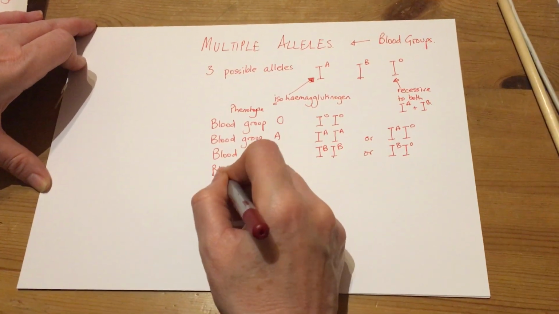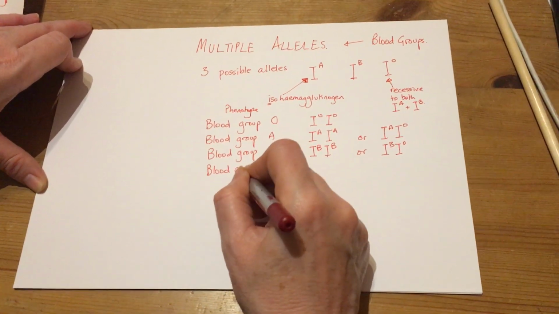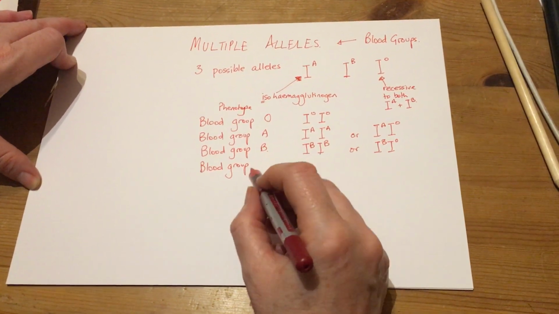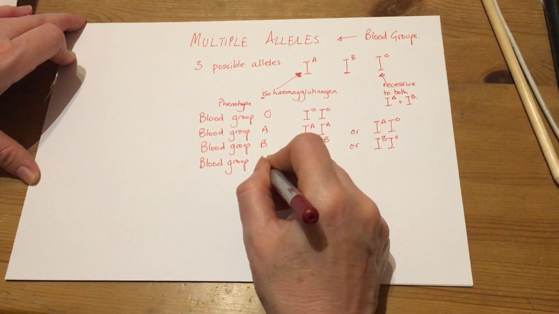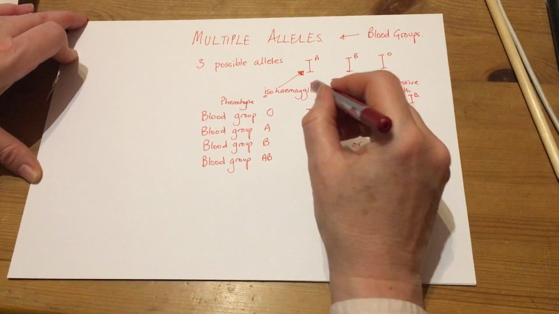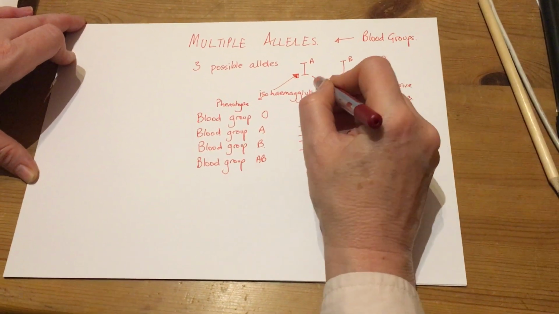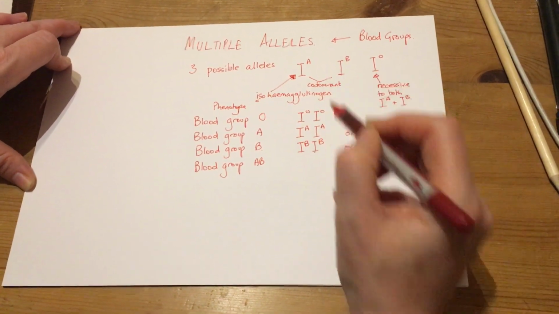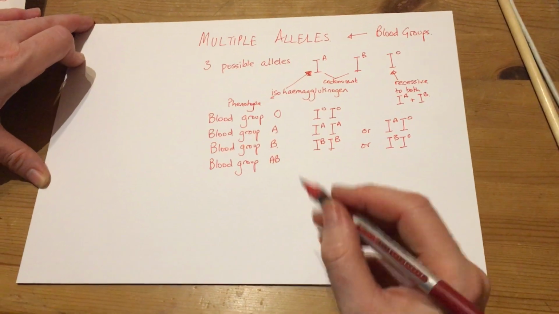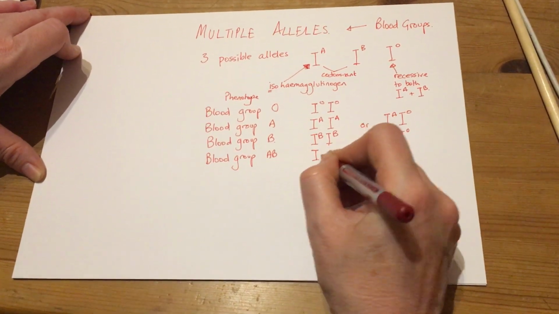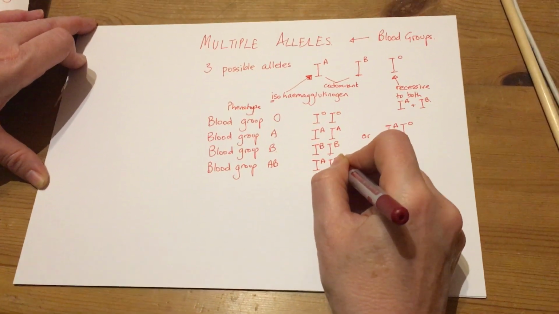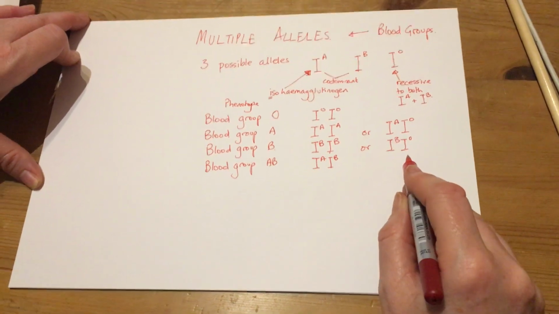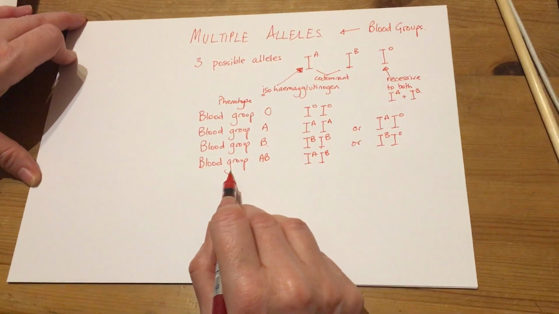The interesting one for this is not only do we have multiple alleles, we also have some codominance going on, because you can get blood group AB, and that is because these 2 alleles are codominant. They both get expressed in the phenotype. There's only one way to be blood group AB, and that is to have one of each of the alleles. So these are all our possible genotypes to get our phenotypes here.